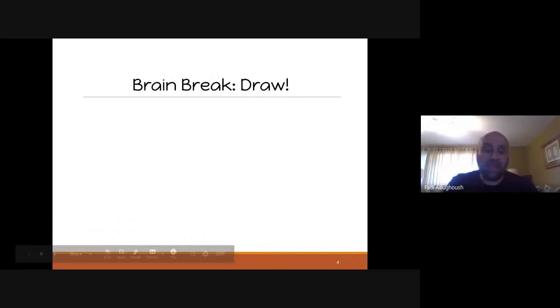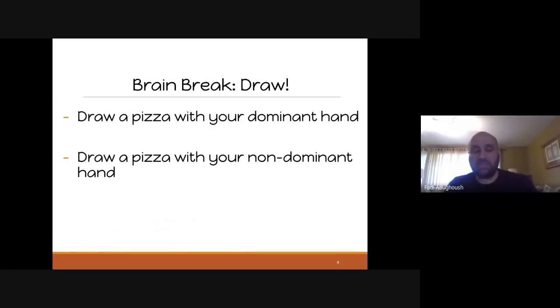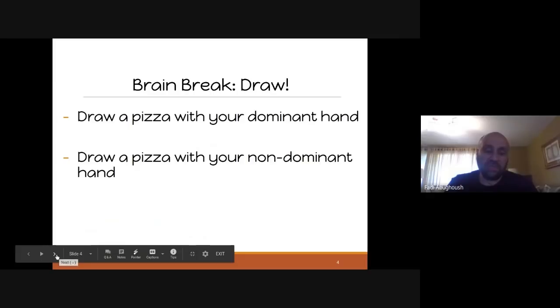Right now, a brain break: draw. This is a new brain break I started using in class. I will ask the students to take a sheet of paper and draw a pizza with their dominant hand. Then, after they finish, draw a pizza with their non-dominant hand. It will take two to three minutes, and you can ask them to draw anything else you want. So this is the brain break draw.